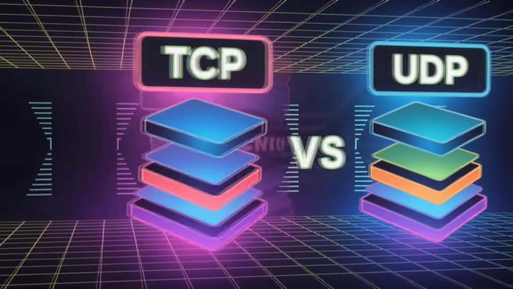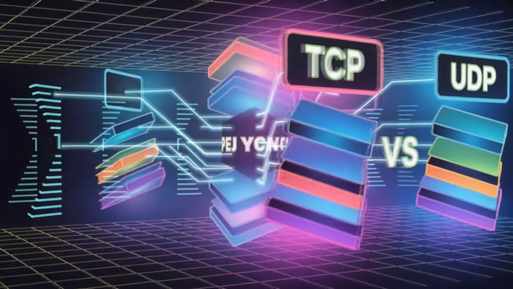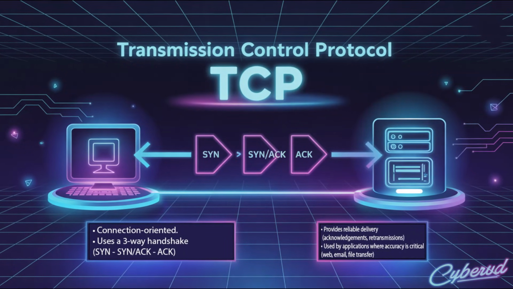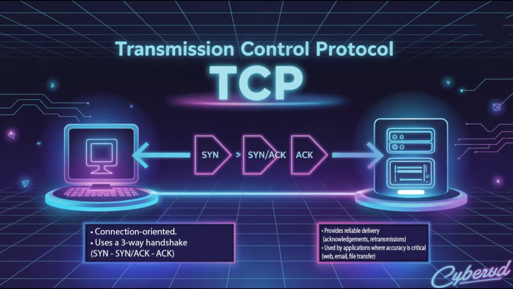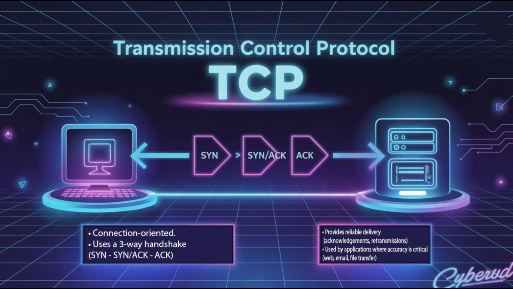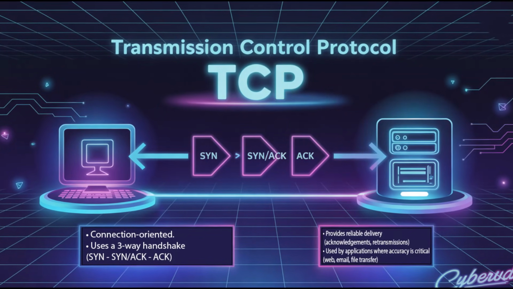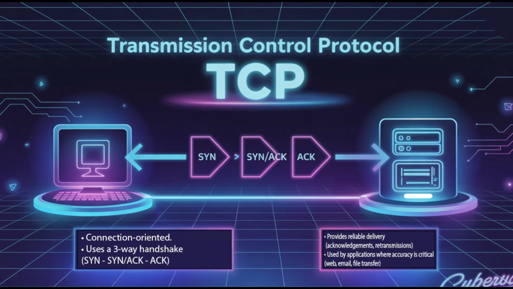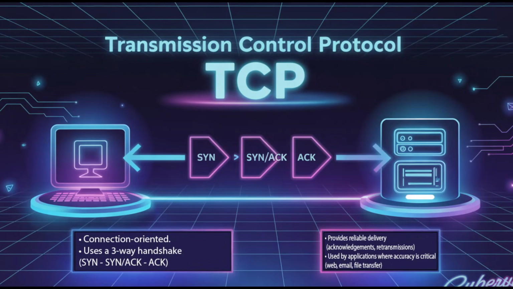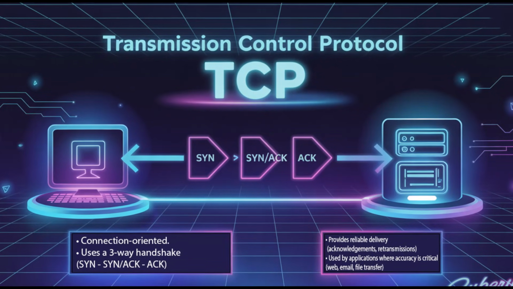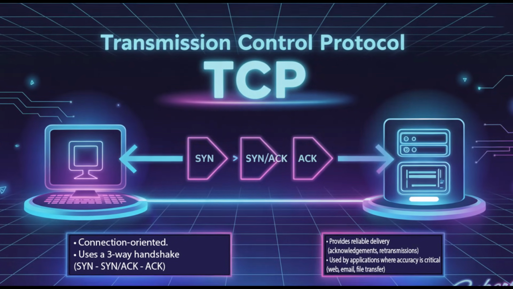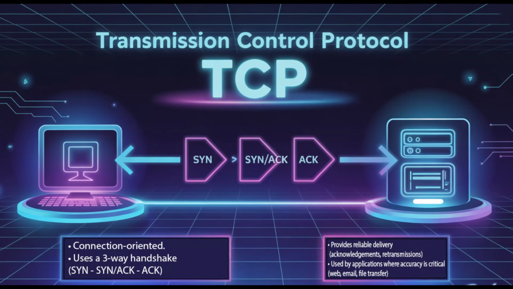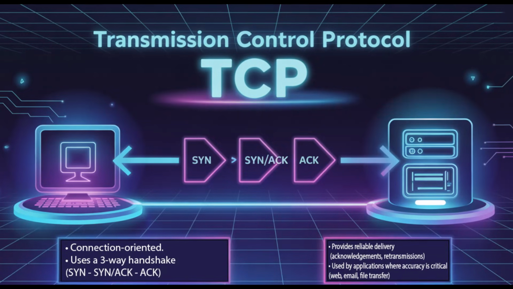Now we're going to go into TCP versus UDP. At layer 4, two main transport protocols exist. You've got Transmission Control Protocol, which is TCP: connection-oriented, uses a three-way handshake, SYN, SYN-ACK, and ACK, and provides reliable delivery with acknowledgements and retransmissions. It's used by applications where accuracy is critical, like web, email, and file transfer.